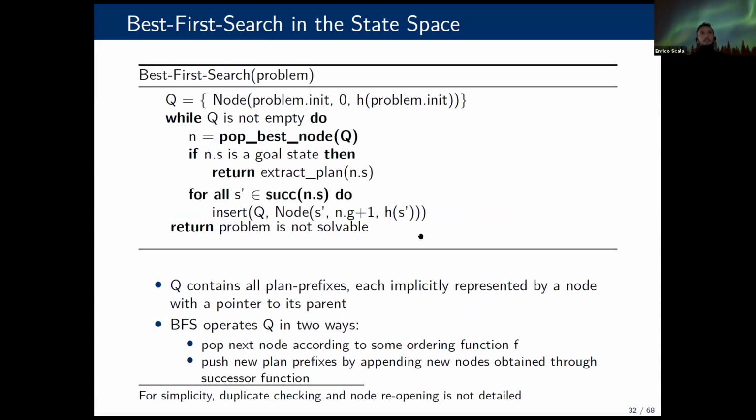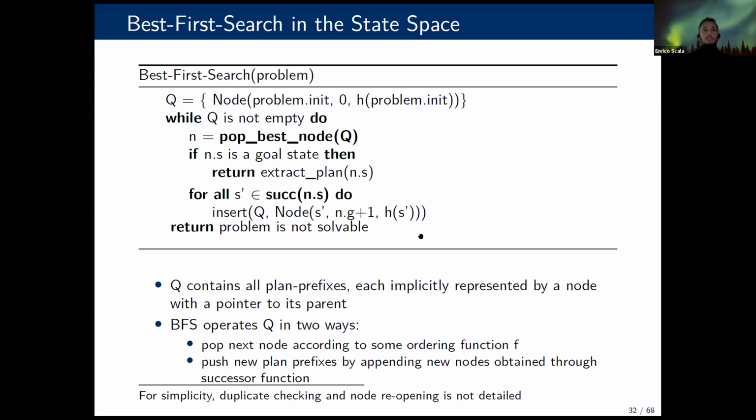One way to navigate the state space is by using algorithms called best first search algorithms. Best first search algorithms are based on using a priority queue that contains all the plan prefixes that you have explored starting from the initial state, and those plan prefixes are implicitly represented by a node with a pointer to its parent, recursively till the initial condition.